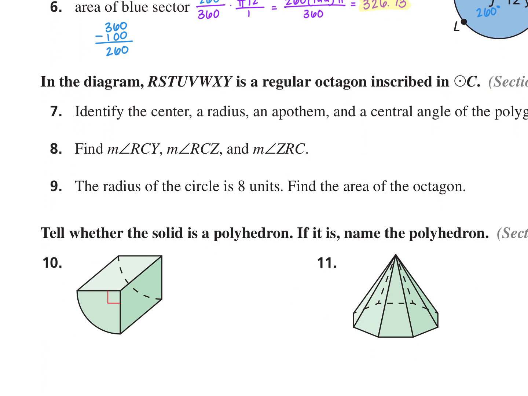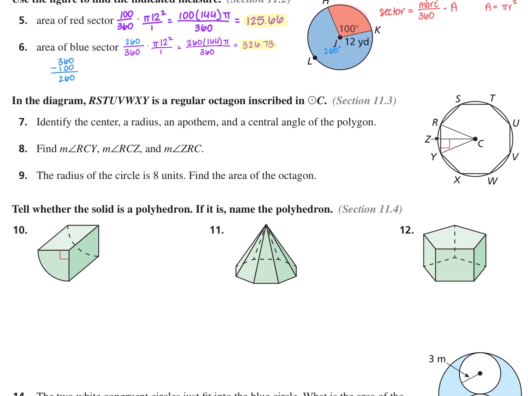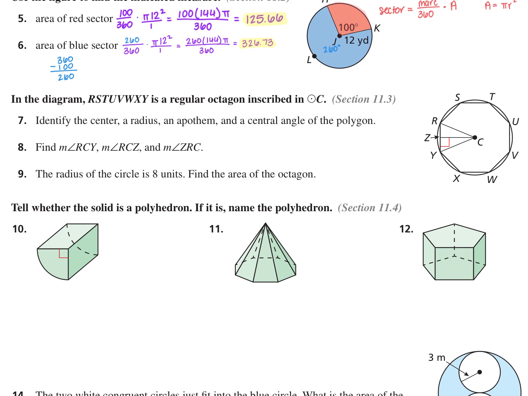All right, looking at 7, 8, and 9, you're using the diagram to the side over here. So looking at this, identifying specific information. Going ahead and identifying my center, which is this point right here. My center is C. Now finding my radius. My radius is either this point or this point, so my radius is either segment CY or RC. Again, you could flip those.